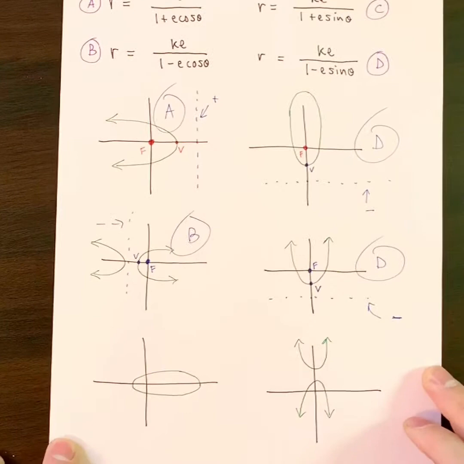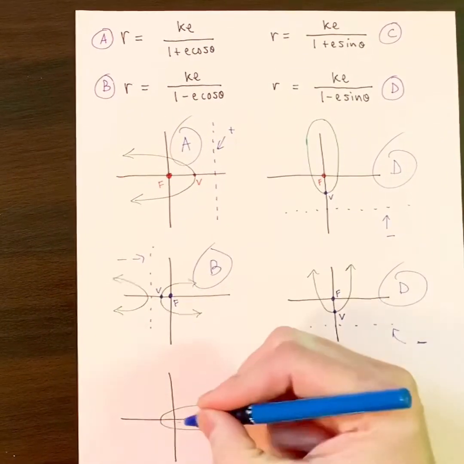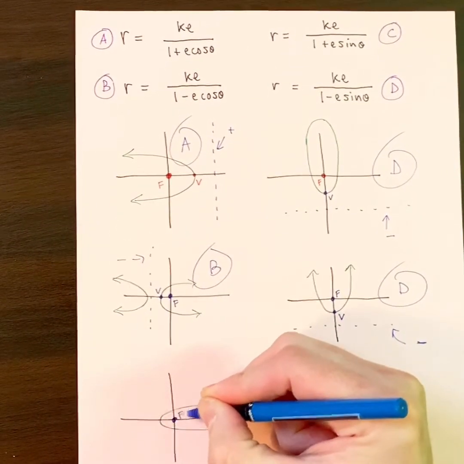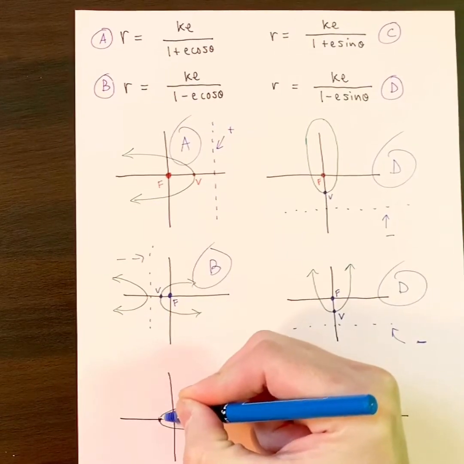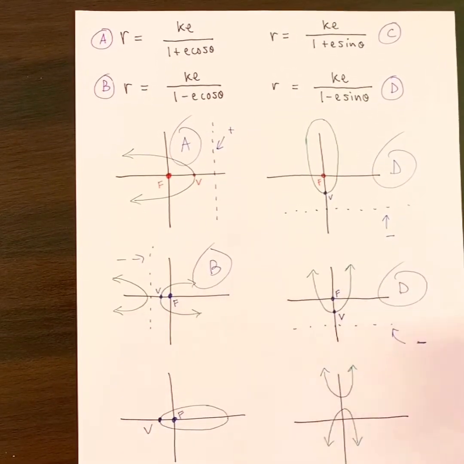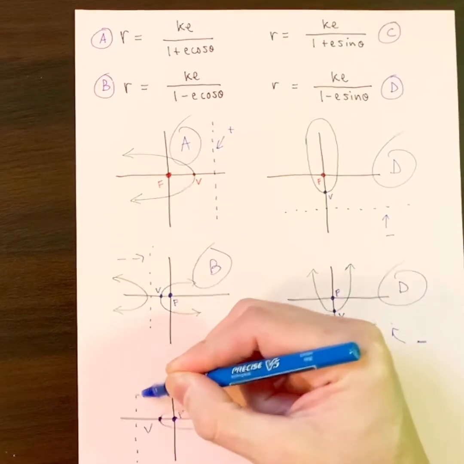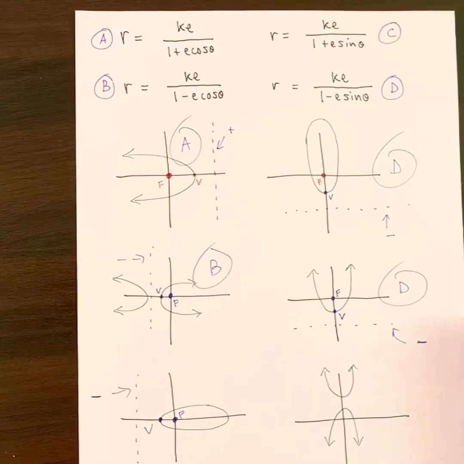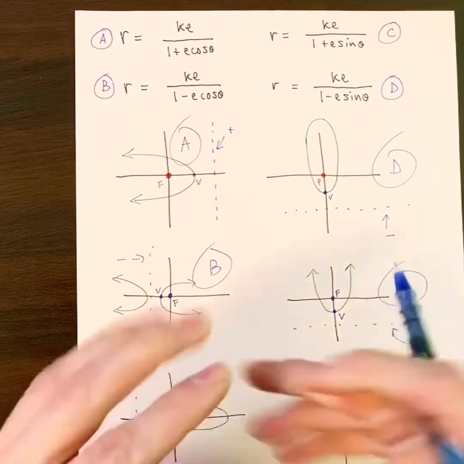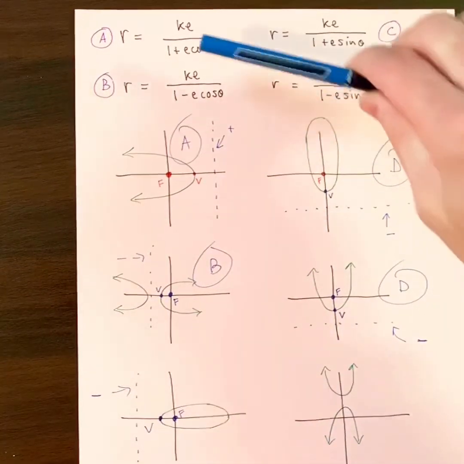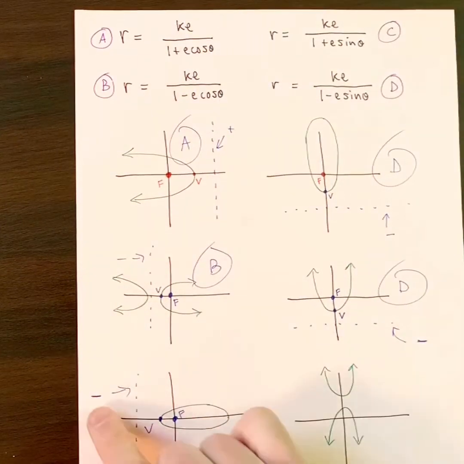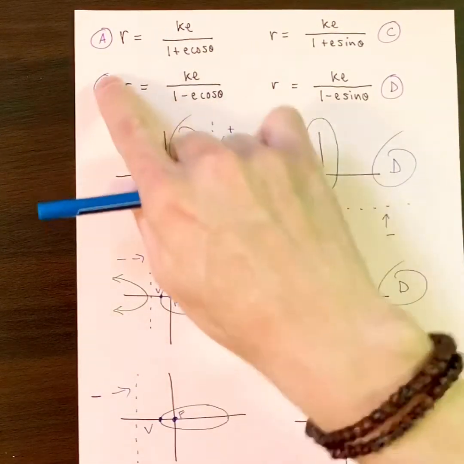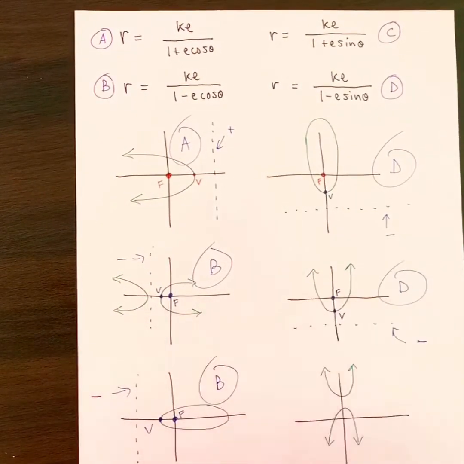How about this one down here? So here I have the focus. Here I have the vertex. So that implies that the directrix is somewhere on this side. That directrix is negative. And this ellipse opens horizontally. It's stretched out more horizontally. So that's one of the cosines. And it's the negative version of the cosine. So that's B.